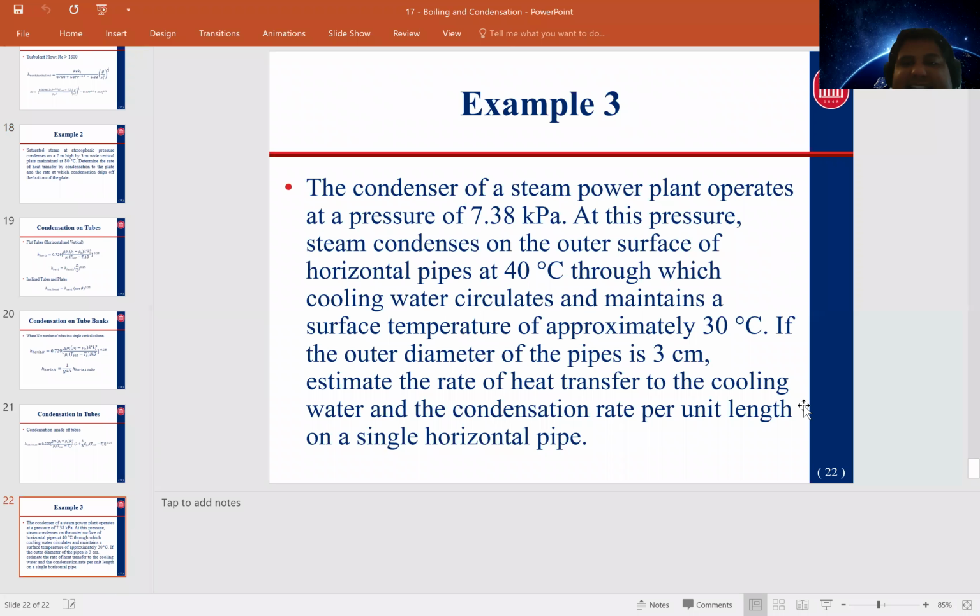So for this problem, we're going to say the condenser of a steam power plant operates at a pressure of 7.38 kilopascals. At this pressure, steam is going to condense on the outer surface of a horizontal pipe at 40 degrees C, which is maintained at a surface temperature of 30 degrees C by cooling water. And if the outer diameter of the pipe is 3 centimeters, what is the rate of heat transfer to the cooling water and the condensation rate of steam? Assuming we're just going to look at a single horizontal pipe, and we're using a basis of a unit length, or assuming the pipe length is 1 meter.